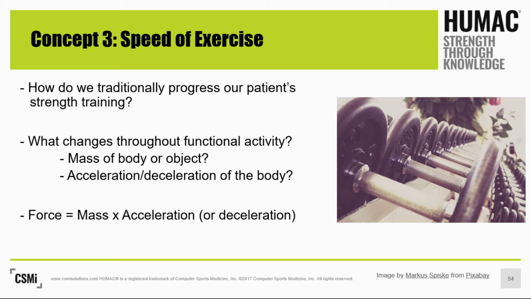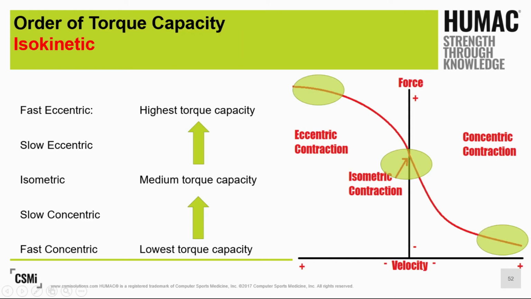So during activity, the mass of the body and the ball doesn't change, but what does change is the acceleration or deceleration of the body or the ball. So that's what we're going to focus on with our dynamometer. Force is equal to mass times acceleration, or deceleration for eccentric actions, so we can increase the force by manipulating the speeds. If we go back to the isokinetic force velocity curve, you'll remember that the faster we go eccentrically, the more force the patient will be able to produce.